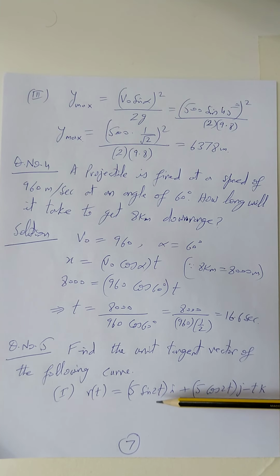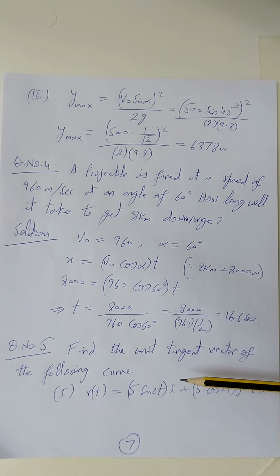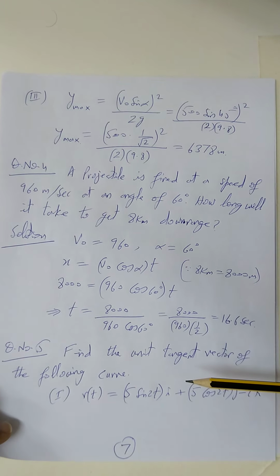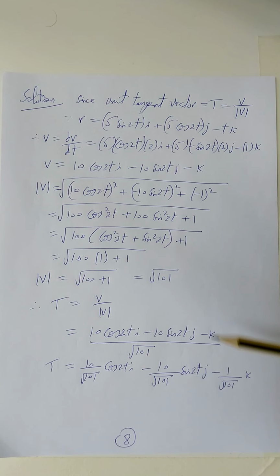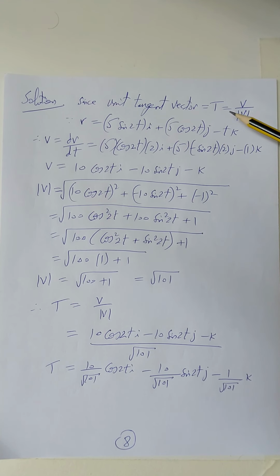If you remember from the previous lecture, when we did dot product and cross product, we also did unit vectors. The concept is the same. The unit tangent vector formula is V over V magnitude, just like the unit vector was u over u magnitude. We denote the unit tangent vector with T, so T = V over |V|. We need the velocity V, and then we take its magnitude.